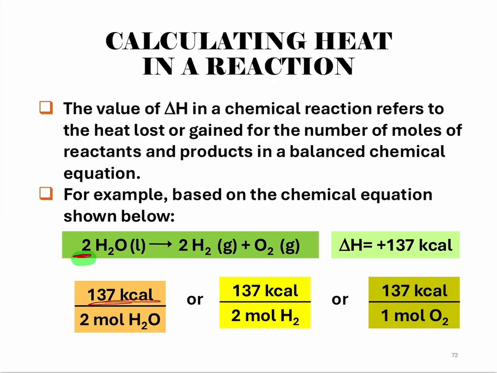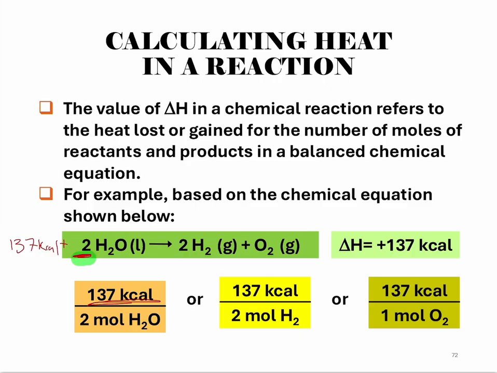If we produced 2 moles of hydrogen, then that means that we required 137 kcals of energy for that reaction to happen. And if we produced 1 mole of oxygen, we produced 137 kcal of energy, right? When we have it as a reactant, right? So this is like plus 137 kcal in our reaction.